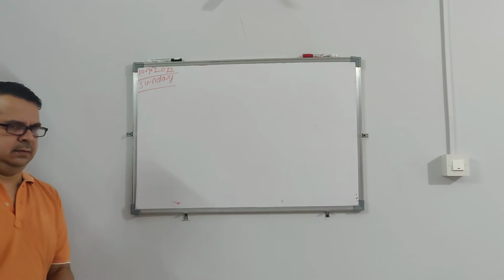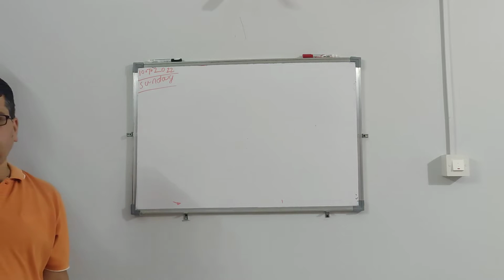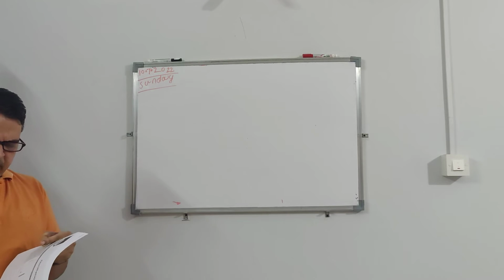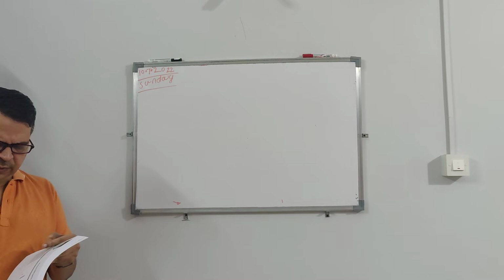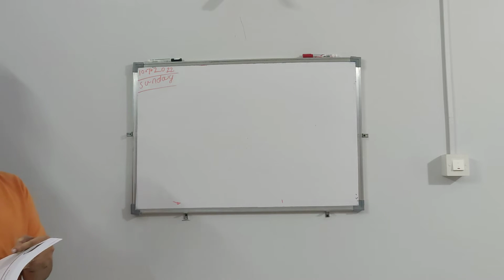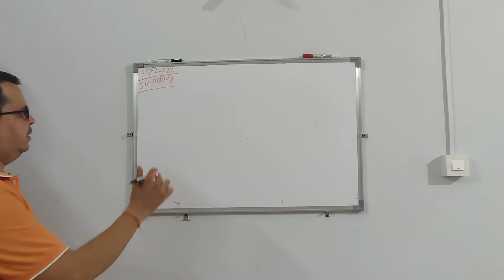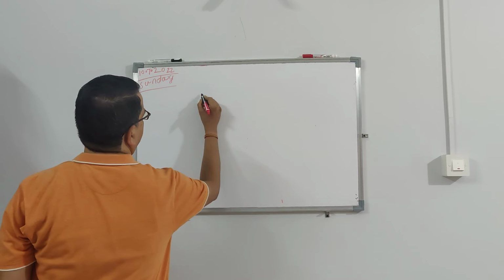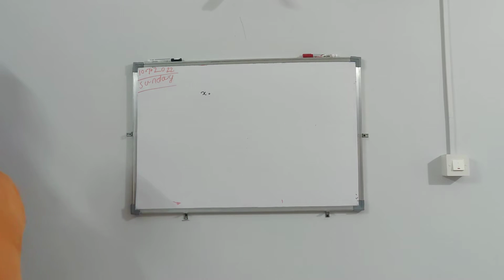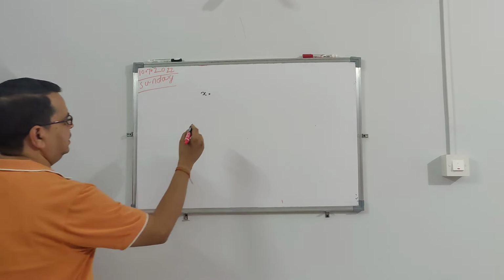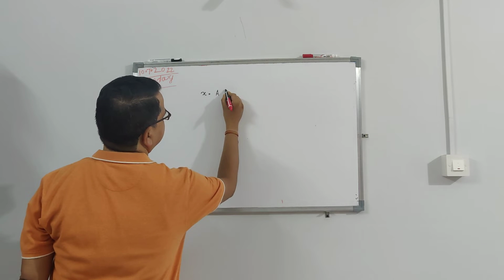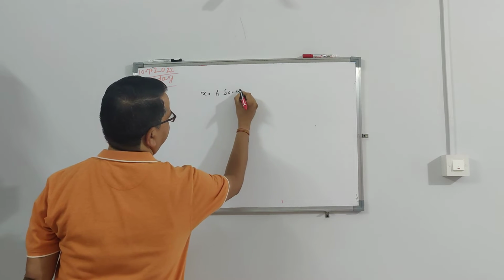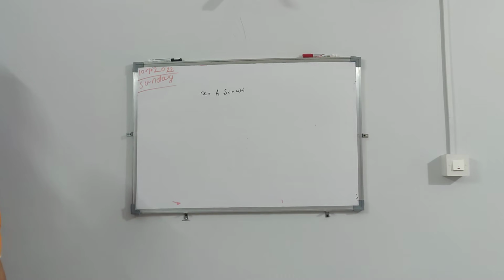Then there is velocity and acceleration in simple harmonic motion. Normally we can write simple harmonic motion as a sin omega t. Let me write it: simple harmonic motion can be represented as a sin omega t. I am not writing the phase angle here; otherwise you can write it as omega t plus phi.